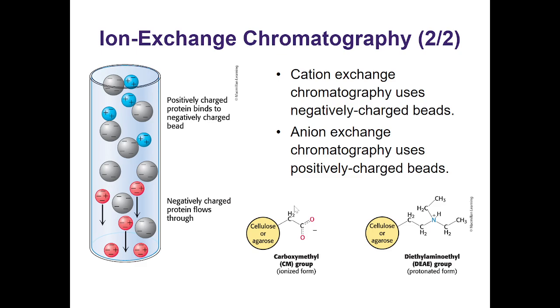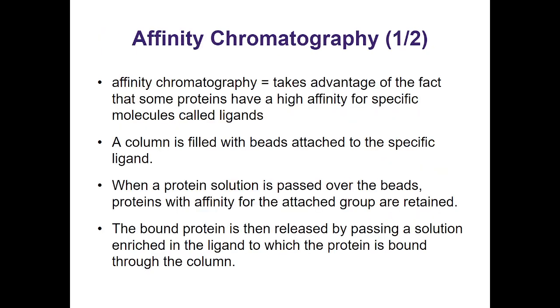To make it negatively charged, we attach a carboxymethyl group, CM group, and this is the ionized form, of course, in our buffer. And this then would be the protonated, positively charged form, which is a diethylaminoethyl, DEAE group. And by the way, yes, basically the methods we showed you in organic chemistry are the methods you use to do this.